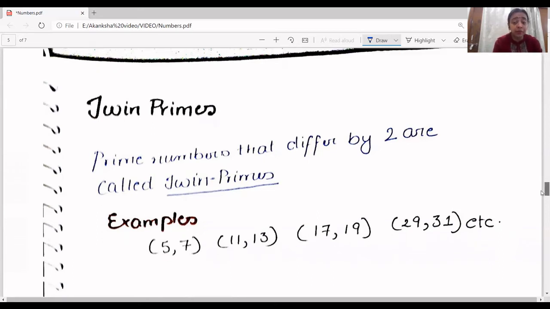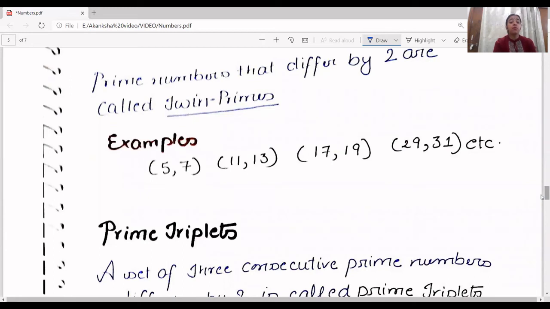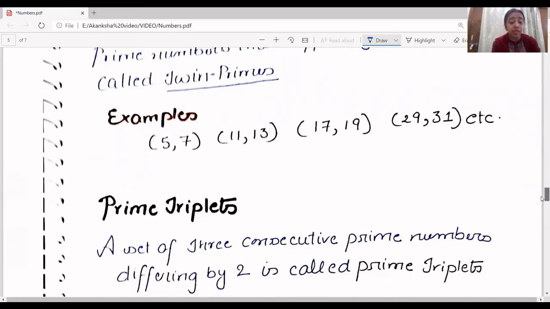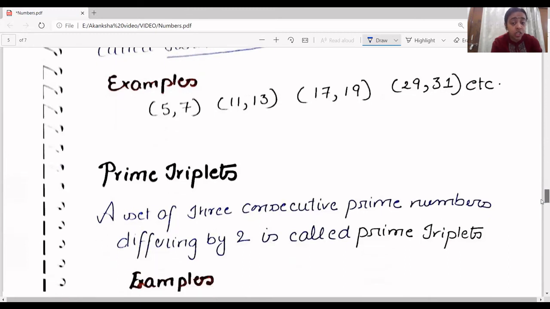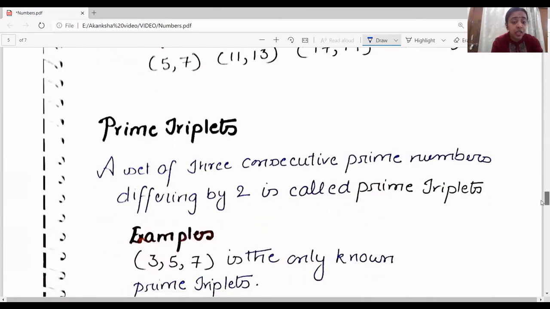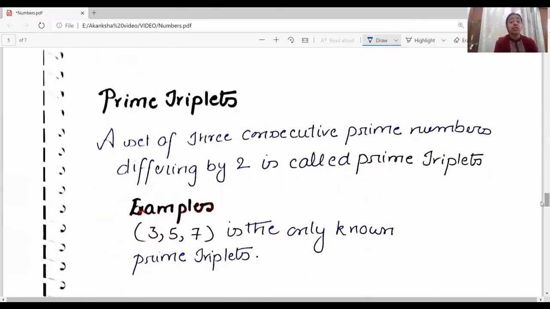prime numbers. Talking about prime triplets. A set of 3 consecutive prime numbers that differ by 2 is called prime triplets. Do we have any such numbers? There's only one: 3, 5, 7. There's only one prime triplet, which is 3, 5, 7.